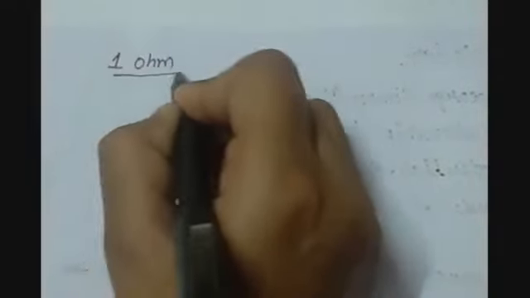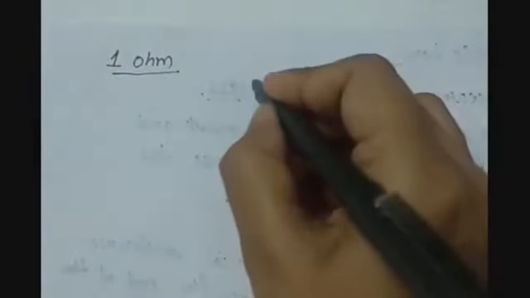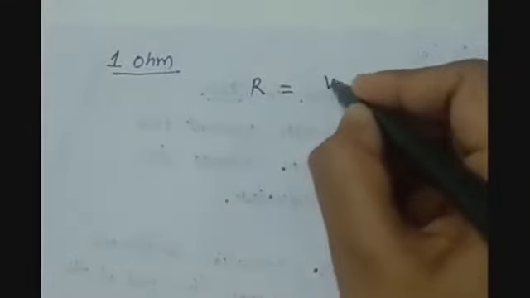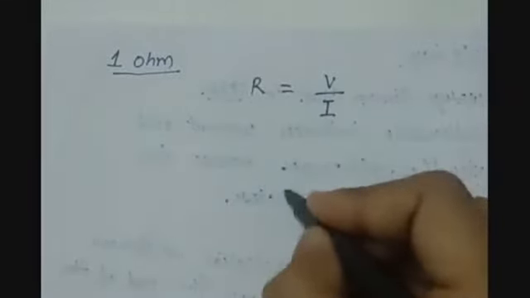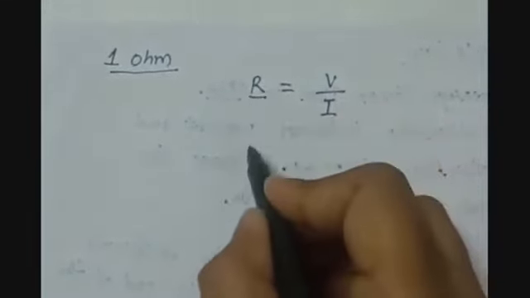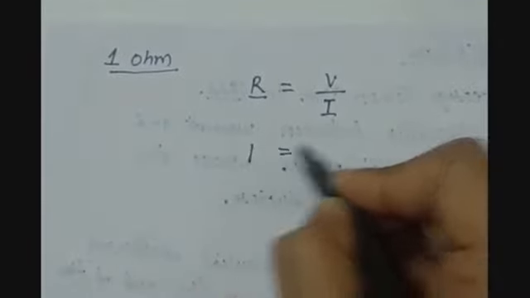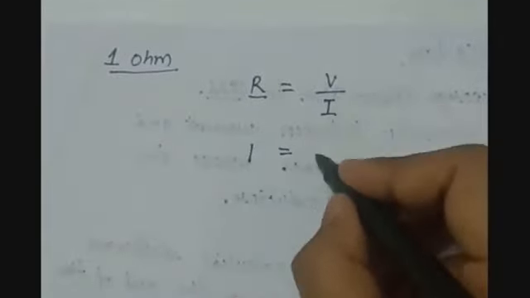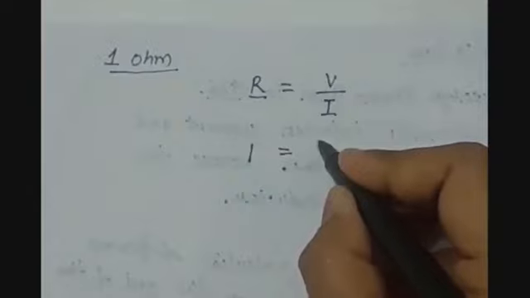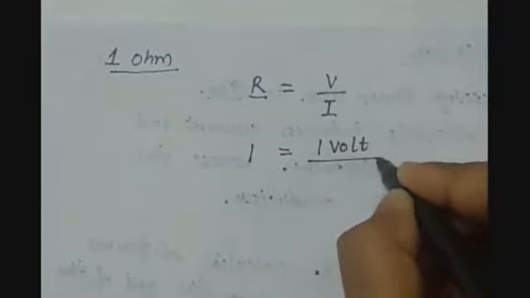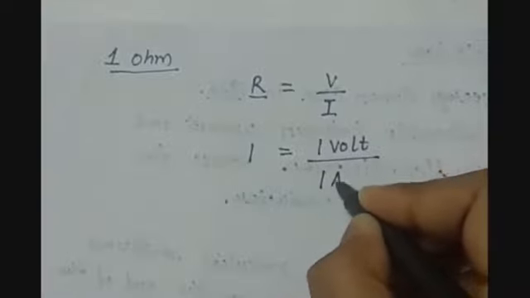If we have to define resistance of 1 ohm, we have the relation R is equal to V upon I. So this resistance will be 1 ohm only when the potential difference is 1 volt and the current is 1 ampere.